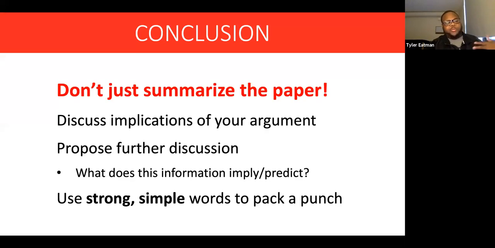So this is basically your point of view. You're writing the paper and your perspective on that. Propose further discussion for it. So what does this information imply or predict? So making an overall prediction of what you wrote about, what do you think is going to happen next?